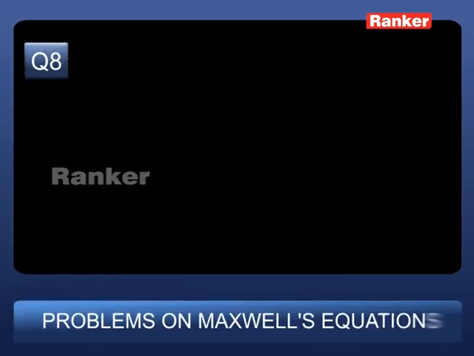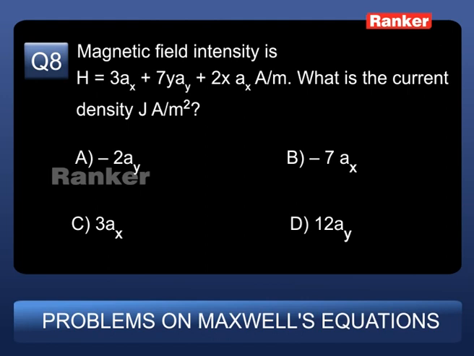In the next question, it was given like this: the magnetic field intensity is H equals 3AX plus 7YAY plus 2XAX ampere per meter. Then what is the current density J in ampere per meter square? The options are given like this: minus 2AY is the first option, option B is minus 7AX, option C is 3AX, and option D is 12AY.